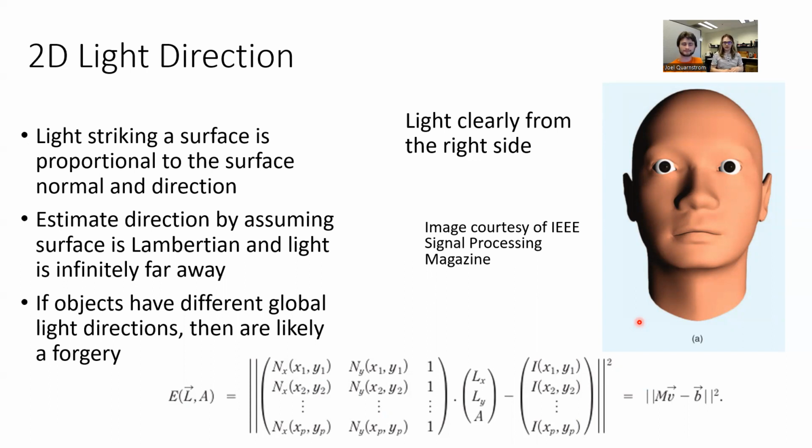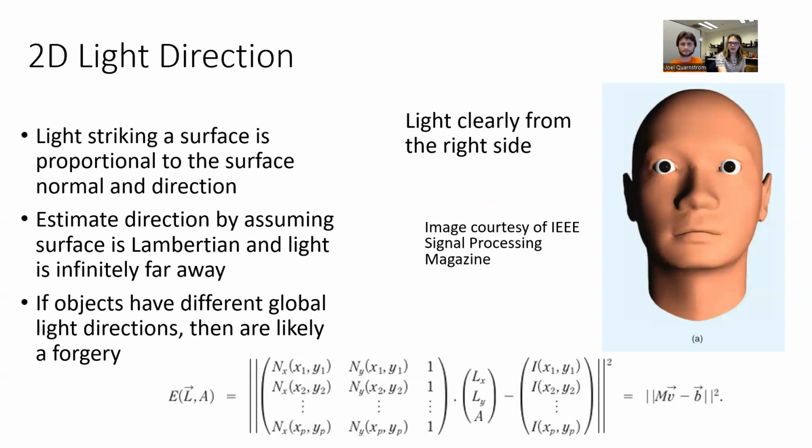The idea here is we can look and see how the light strikes the different objects in the image. The core idea is that we can take the normal to the surface of that object, and we can estimate the direction of that light using something called a Lambertian. And assuming that the light is infinitely far away, we can estimate the direction of that light.